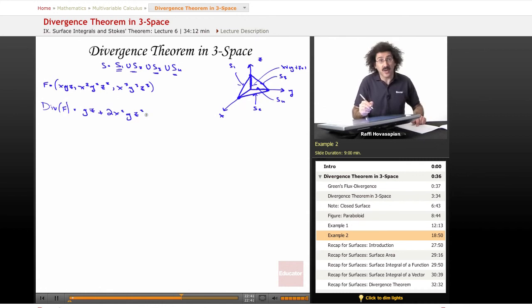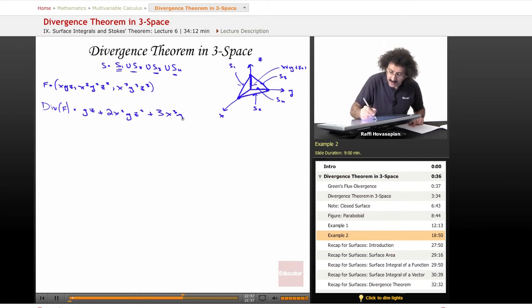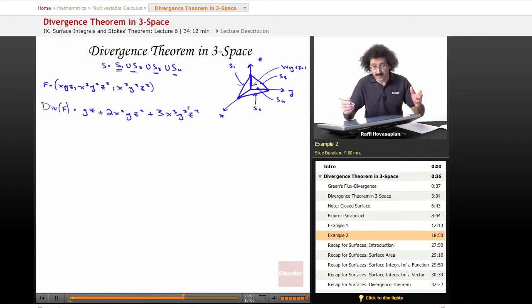And as always, I hope that you are confirming this for me because I do have a tendency to make lots of arithmetic mistakes and differentiation and integration mistakes. And the derivative with respect to the third one, z, is going to be 3x cubed y cubed z squared, if I'm not mistaken. Okay, so now that we have the divergence, we have the integrand, right? We're looking for this.